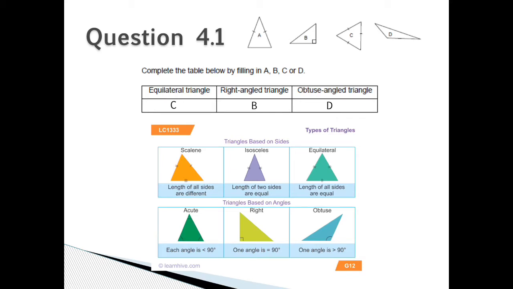Triangles can also be defined by their angles. If each angle is less than 90 degrees, it's an acute angle triangle. If one angle is 90 degrees, it is a right angle triangle. And if one angle is greater than 90 degrees, it's an obtuse angle triangle. So the equilateral triangle was C, the right angle triangle was B, and the obtuse angle triangle was D.